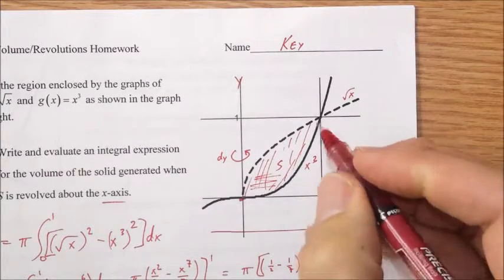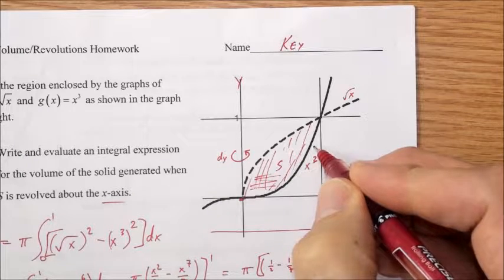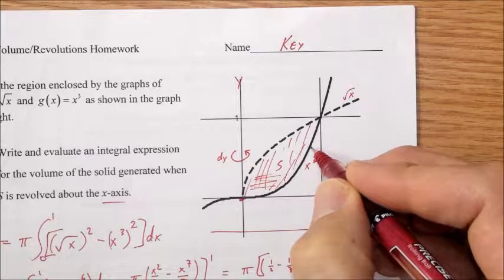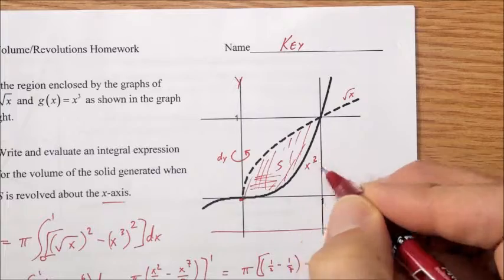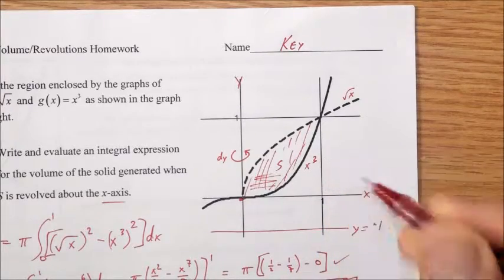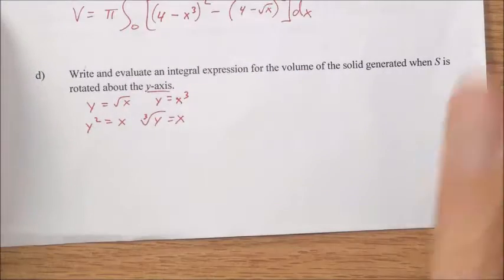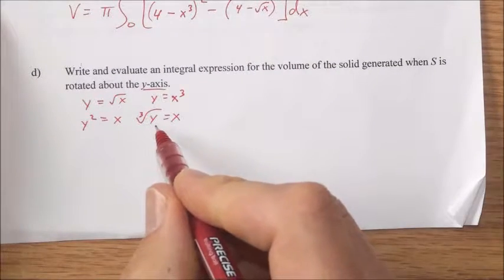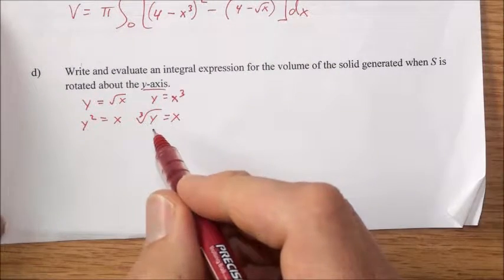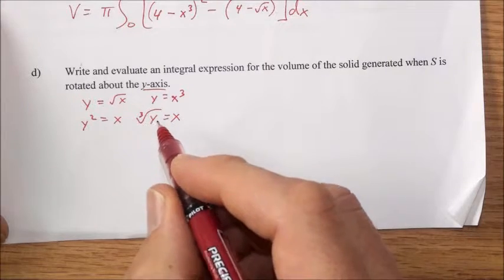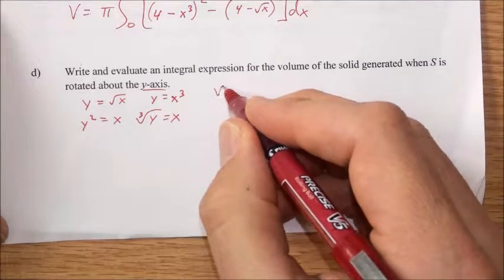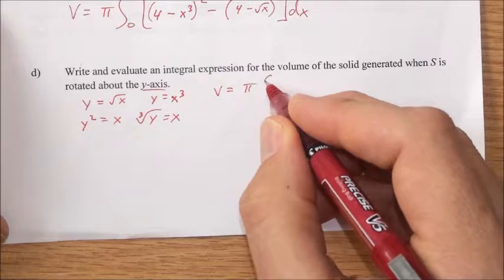The curve which is further away from the y-axis, in this case the greater curve, would be the solid curve, which is x cubed. So we're not using x cubed. We are using, let's get back up here, the cube root of y, but that curve is further away from the y-axis, therefore it will go first. So our volume is going to be pi times the integral.